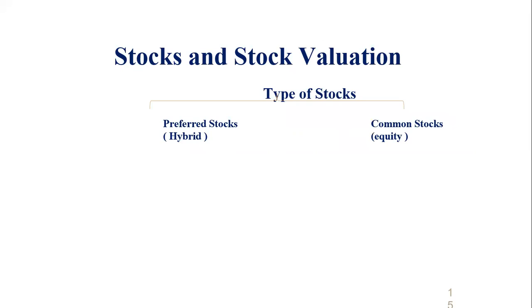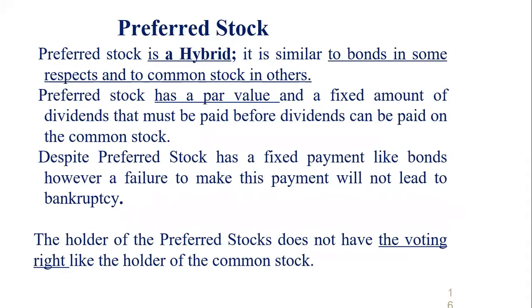Let's go through the types of stocks. We start with the preferred stock. This is a hybrid. Hybrid, why? Because it is like bonds in some respects and like common stock in other aspects. Preferred stock has a par value and a fixed amount of dividends. So I'm taking fixed dividends, so it is like the bonds, as we see.